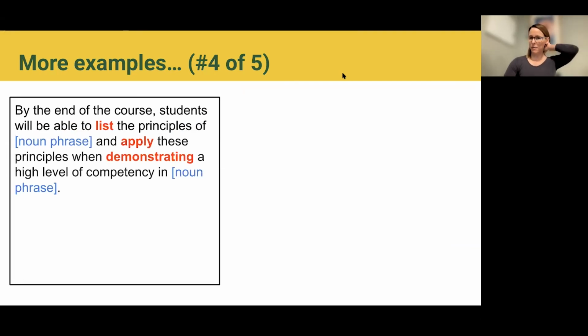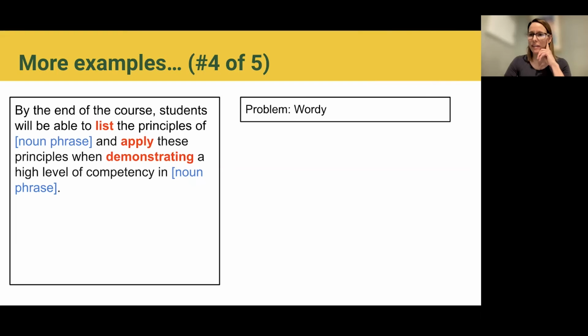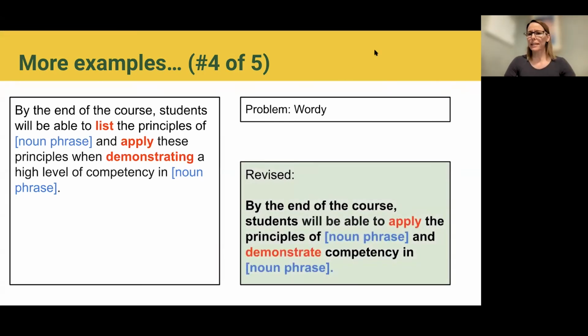How about this one? 4 of 5. Nothing wrong with the red here. List. That's an okay verb at a lower Bloom's. Apply, demonstrate. I feel like though this is like 3 learning outcomes in one. It's very wordy. I've rewritten it a little bit, but it could arguably still be 2 learning outcomes in the modification here. By the end, students will be able to apply principles of something and demonstrate competency in something.